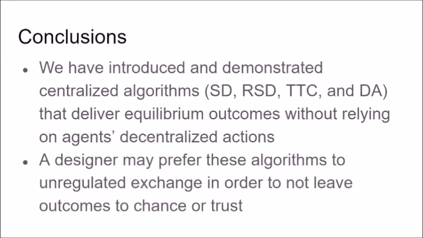So, to conclude everything we've talked about today, we have introduced and demonstrated 4 different centralized trading algorithms. We looked at serial dictatorship, random serial dictatorship, top trading cycles, and deferred acceptance that deliver equilibrium outcomes without relying on agents' decentralized actions. Someone who is in a position of creating or designing a market may prefer these algorithms to unregulated exchange in order to not leave outcomes to chance or trust. It is stated that it might not be that the market planner hates the market outcome, it might be that they appreciate the market outcome so much that they don't want it to be left to chance.